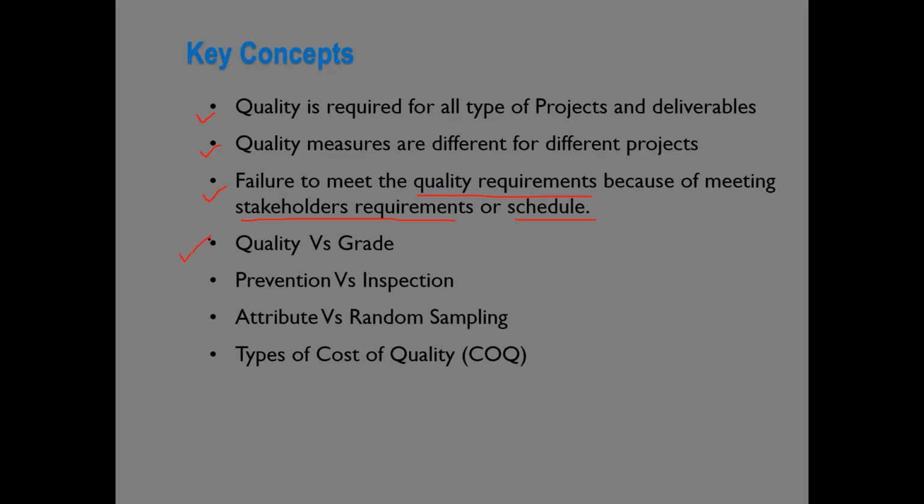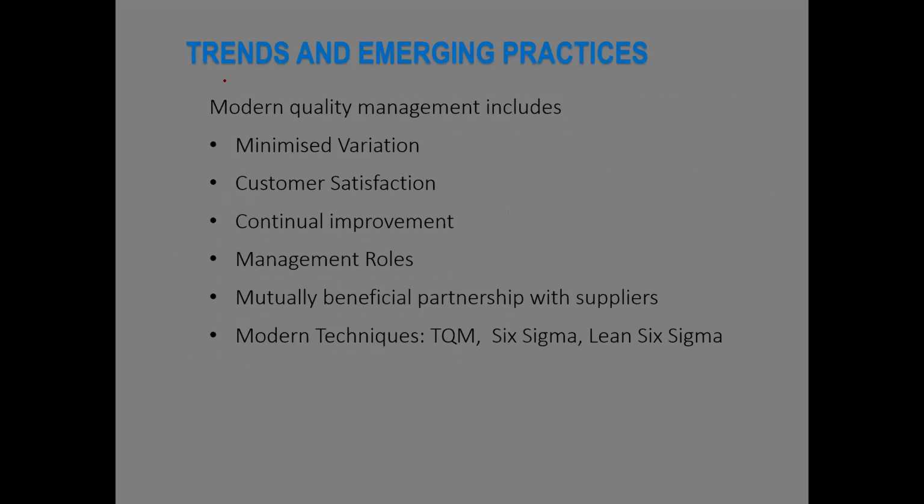Quality versus grade. We know the difference, isn't it? Yep. Prevention versus inspection. Though inspection has its importance, but we prefer prevention over inspection. Attribute versus random sampling. We already had a look at the difference between the two. Yep. Types of cost of quality. Again, quality conformance and non-conformance. Yes, and then there comes trends and emerging practices.